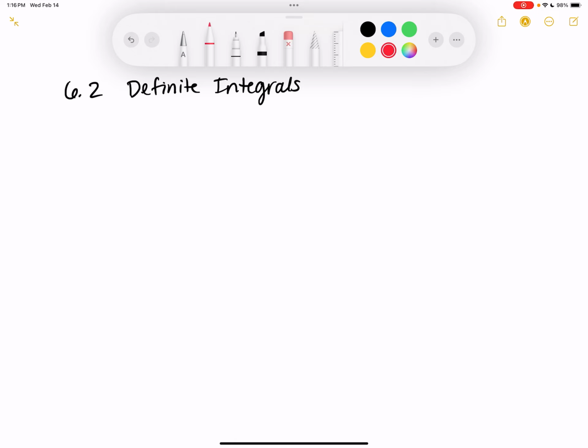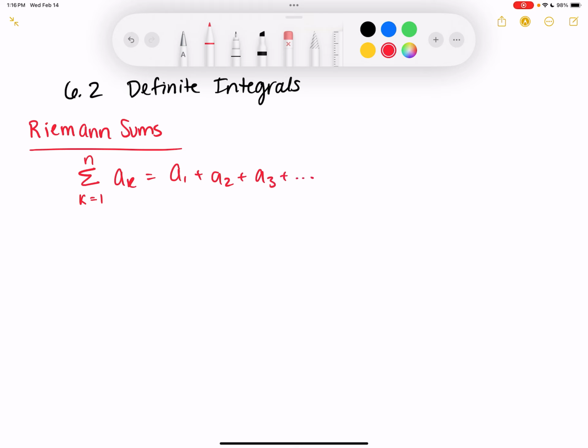So lovely. But to start out, we're looking at Riemann sums, which we have the summation from k equal to 1 to n. So that's what that's read as. It's the sum from k equals 1 to n of a sub k, which is equal to a sub 1 plus a sub 2 plus a sub 3 plus ... plus a sub n minus 1 plus a sub n. So it's basically all the terms from 1 to whatever n is getting added up.